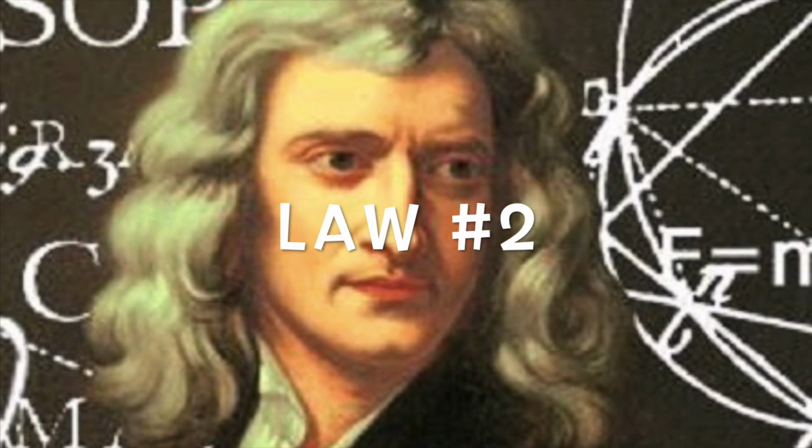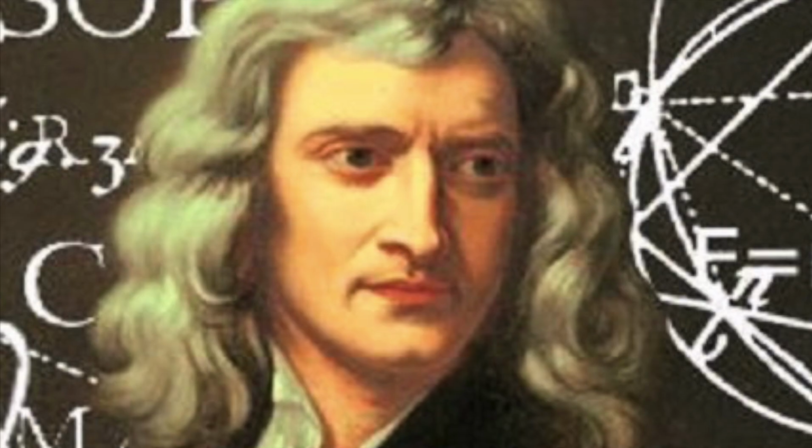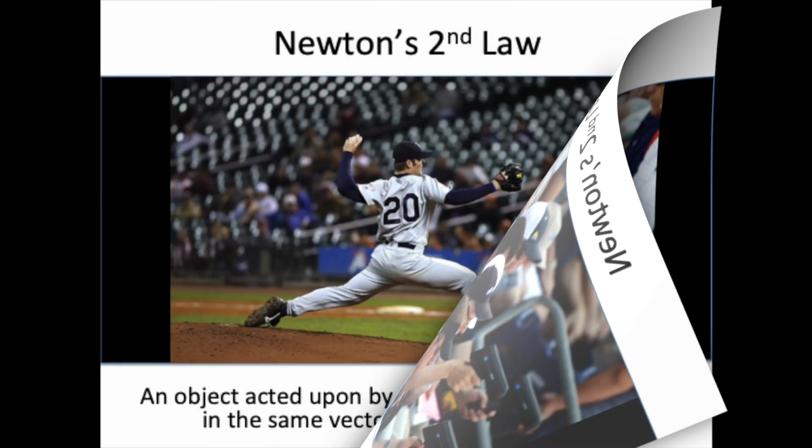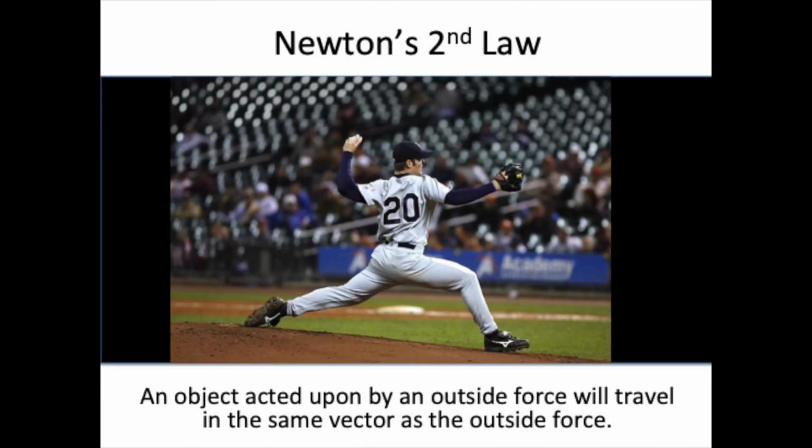Okay, recognize this guy again? Yep, Sir Isaac Newton. Now we're looking at his second law. Force equals mass times acceleration. F equals m times a. Newton's second law: an object acted upon by an outside force is going to travel in the same vector as the outside force. What does that mean?